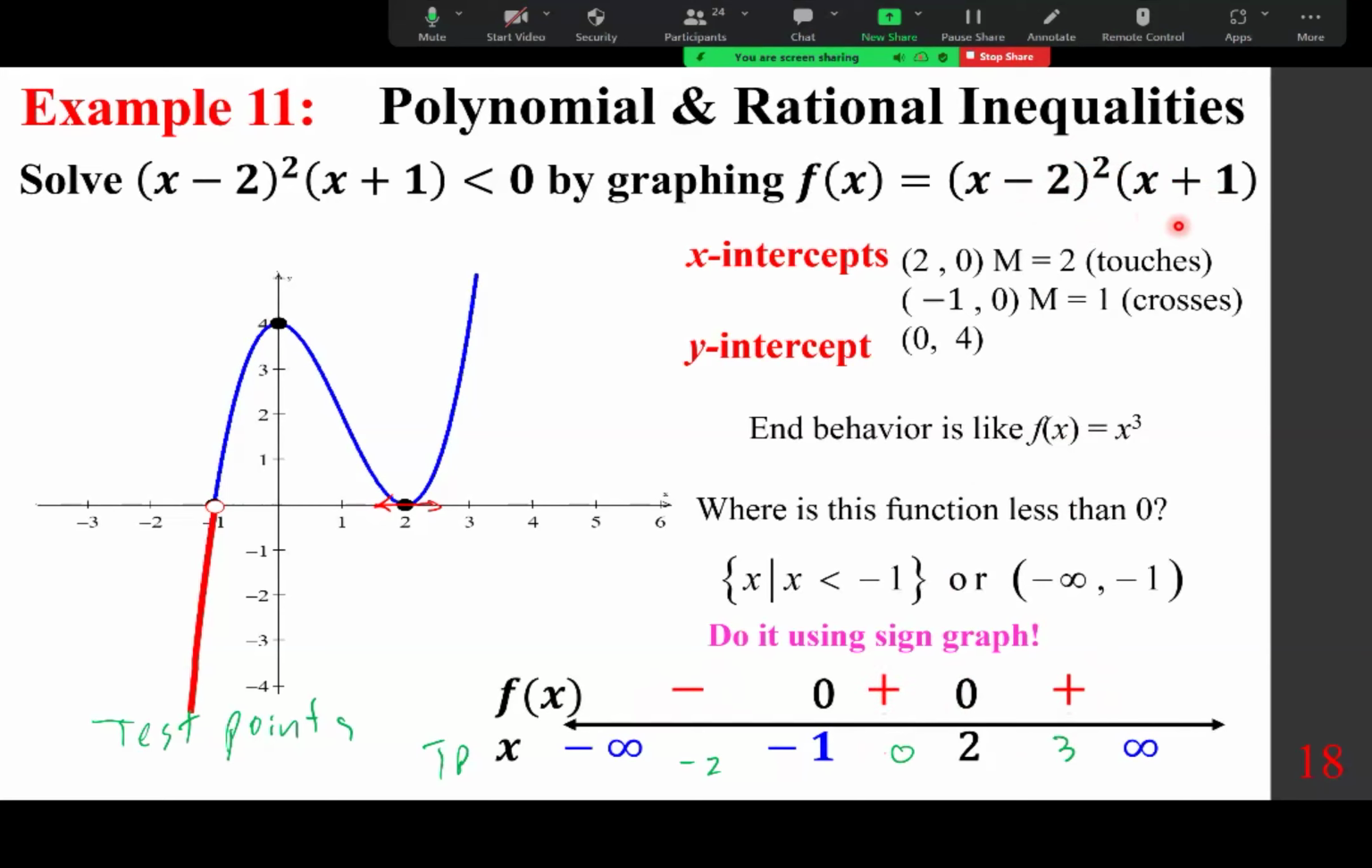But you can plug in 3 and observe that's the case. We go back to the question. The question says less than 0. So this is what you're looking for, from -infinity to -1. This is called the sign graph.